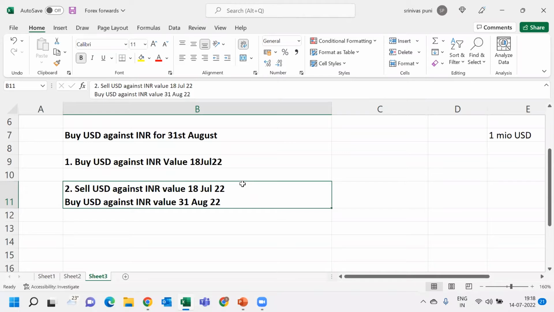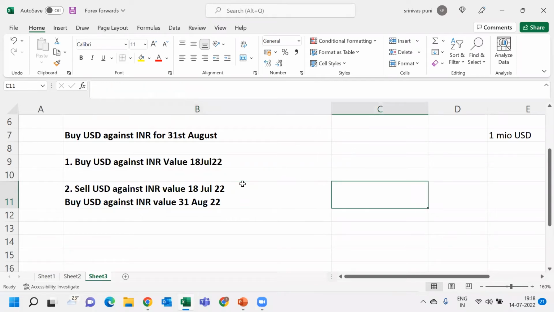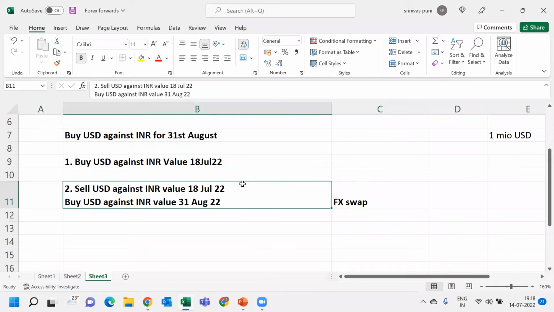It buys for today, sells for future, whatever it is, sell, buy. So effectively, you buy today, sell in the future, or you sell today, buy in the future. This is the transaction that happens in the market. This transaction is what is called an FX swap. As the name suggests, it's a swap transaction, and it is swapping today's dollars for future dollars, or you're buying today instead of future, or selling today instead of future. So basically, this is a swap transaction. That's why the name is FX swap.